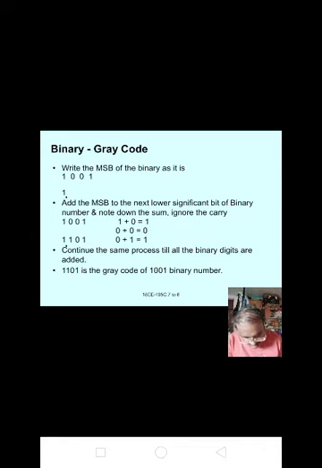Next example is 1010. 1 is as it is. 1 plus 0 is 1. 0 plus 1 is 1. 1 plus 0 is 1. The answer is 1111. Please make a note of it. It is important: binary to gray code conversion.